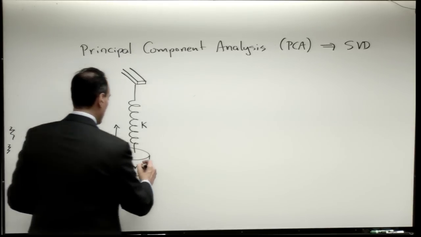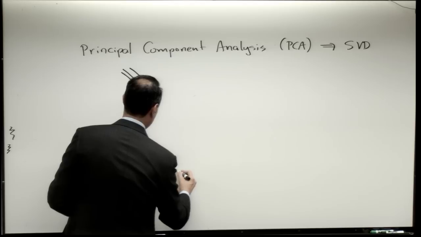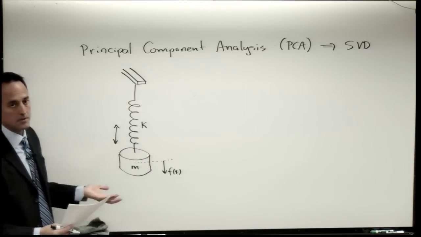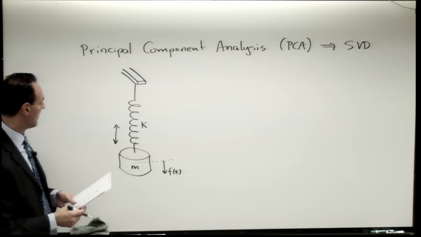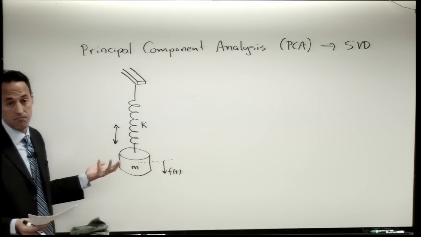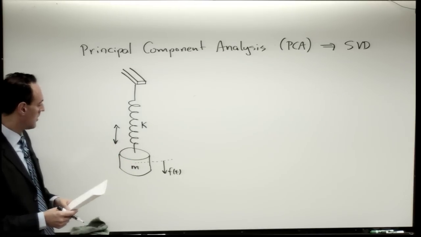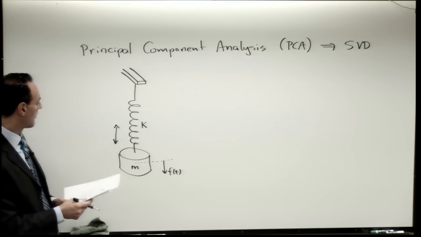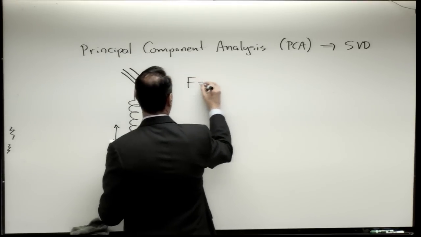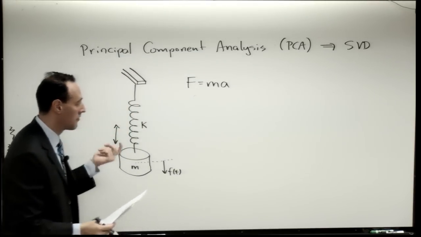Now, to measure what's going on with this, we might have some function f of t that measures the displacement of this thing as it oscillates. Okay, so that's it. Now what do we know about this? Well, what we do know is that it's governed by force equals mass times acceleration. So that is what the governing equation is for this. F equals ma, a very important law from Newton.